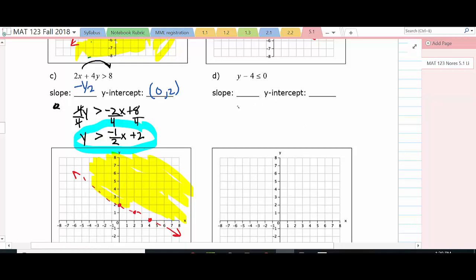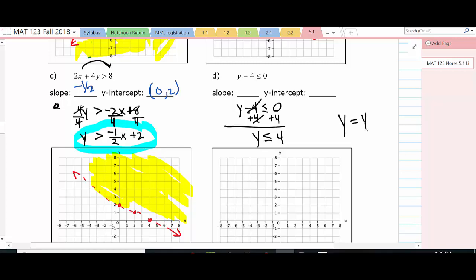This is the other thing that can happen. So you have y minus 4 less than or equal to 0. You would want to get y isolated, so you'd add 4 to both sides, and then that would give y less than or equal to 4. Okay? Now, we've done this. Students a lot of times forget this.